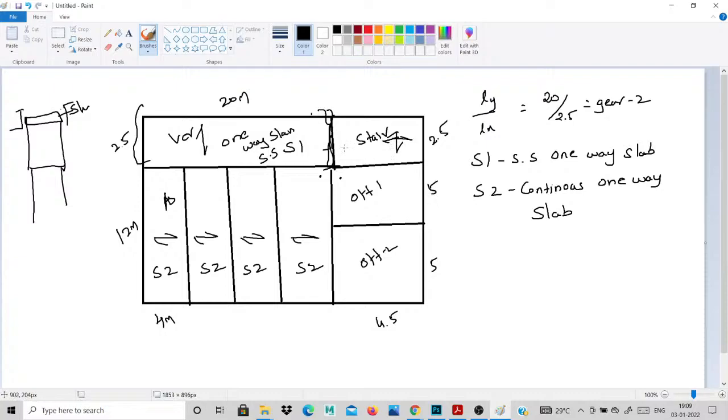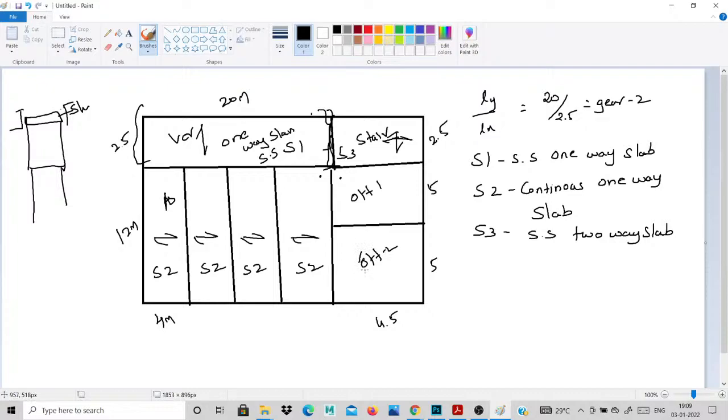This is S3, and S3 is simply supported. The four ends are free. It is a simply supported two-way slab. Maximum, the two-way slab will be provided on this cap slab, and the staircase room will be provided on this two-way slab.